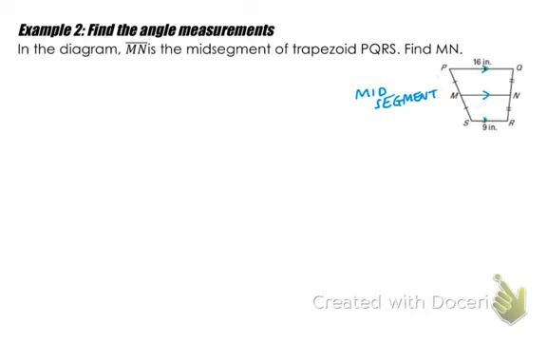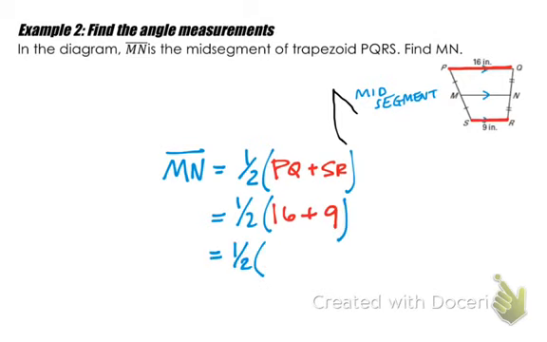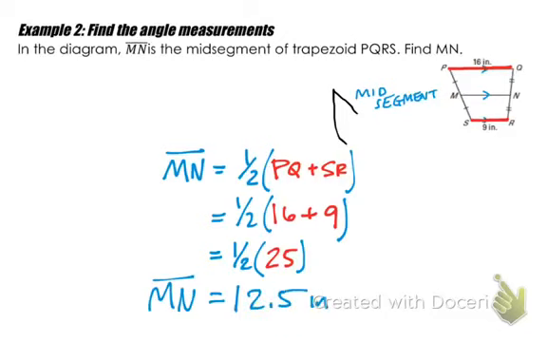Okay, so then if we know that it's half the sum of the lengths of the bases, MN is equal to 1/2 the sum of PQ and SR. So luckily we know the lengths of the bases, and we're just trying to figure out the mid-segment length. We substitute in our values that we know for the bases as 1/2 times 16 plus 9, 1/2 of 25, so the mid-segment length is 12.5 inches.